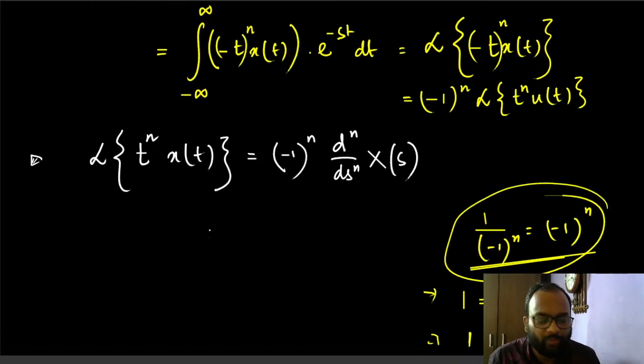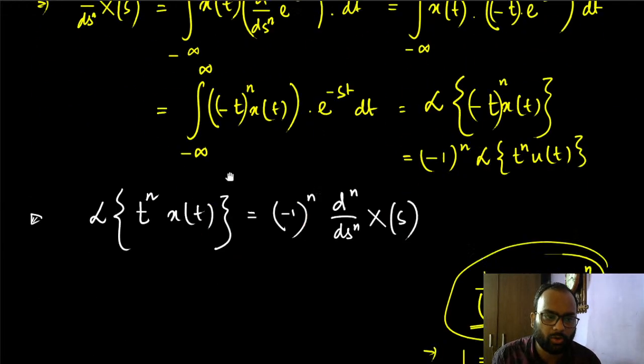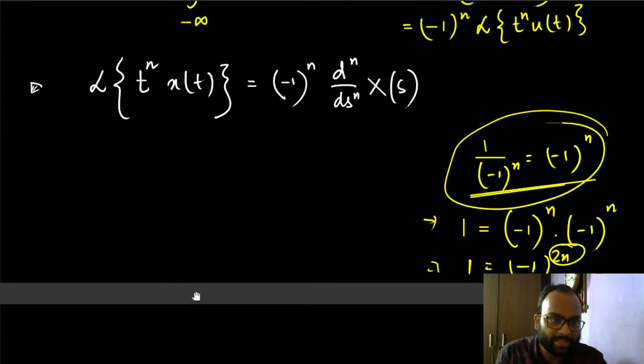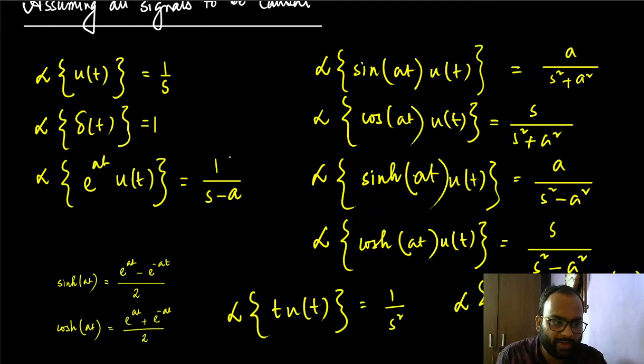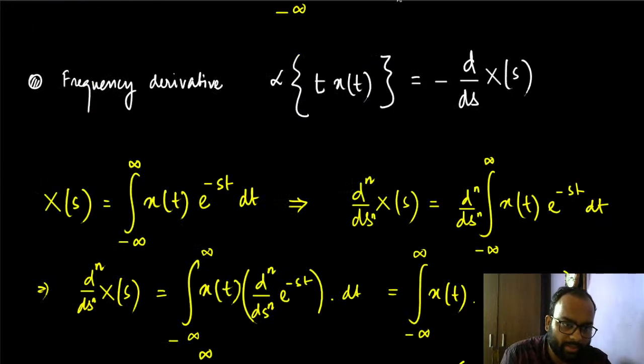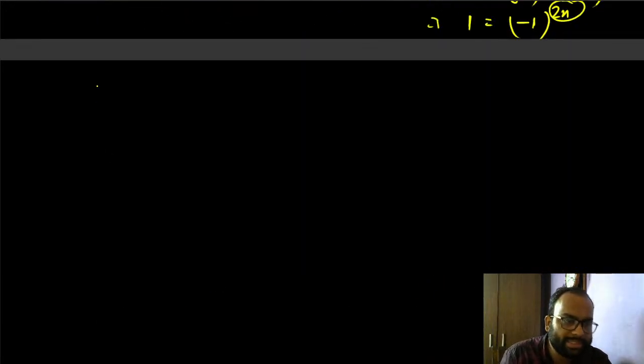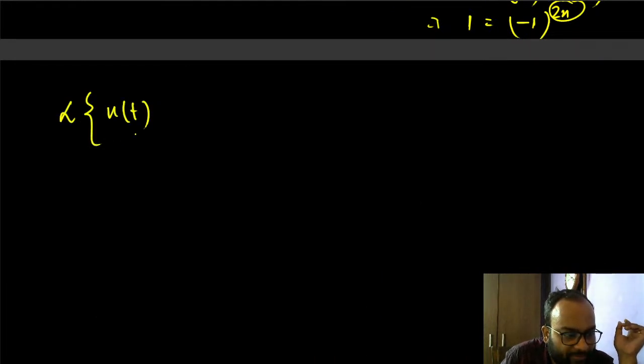Okay. So far we have learned a few properties. So what can we do with these properties? For example, we can go back to the few things we wrote earlier. Okay. Let's take this very simple example. Let's talk about u(t). Okay. Let's see what we can do with this. So we know that the Laplace transform of u(t) is 1 by s, not a problem.